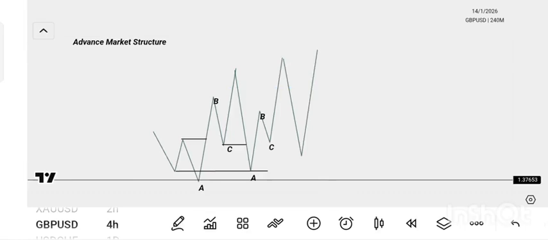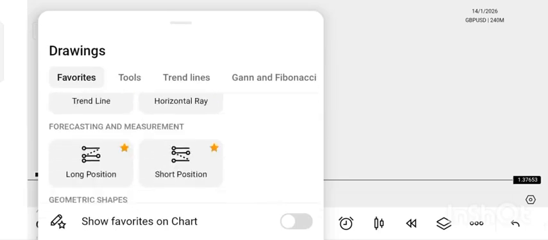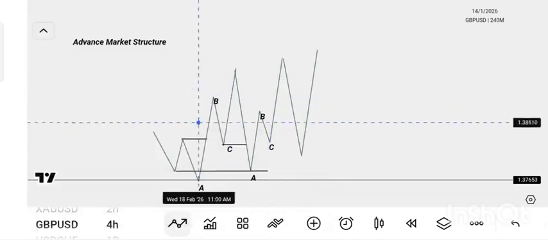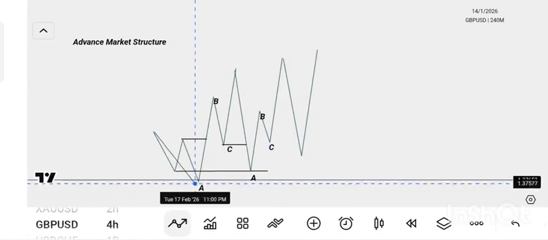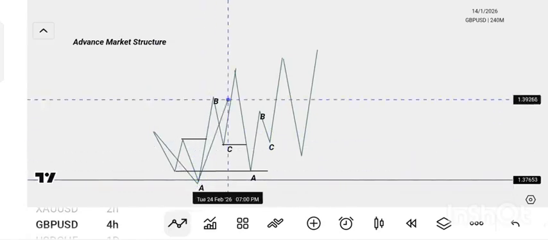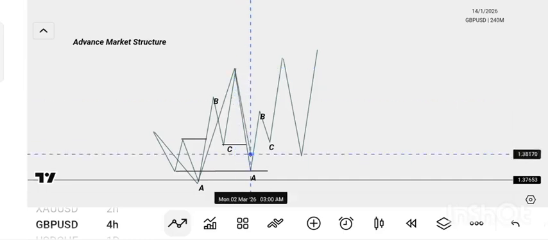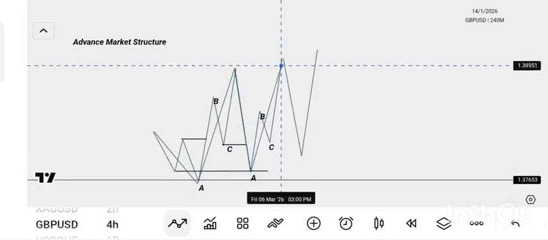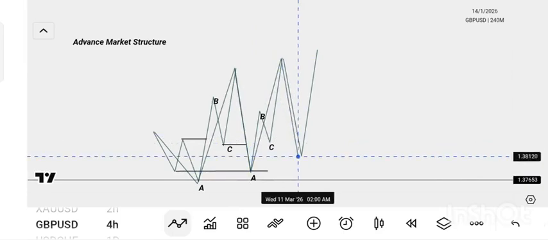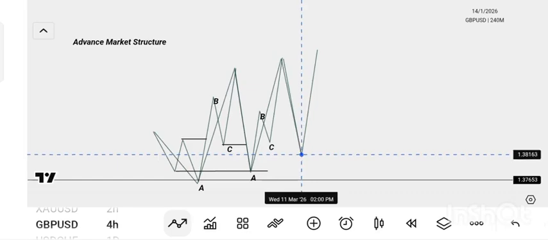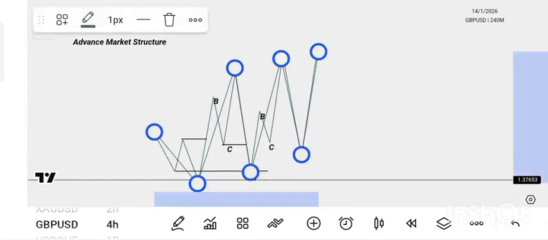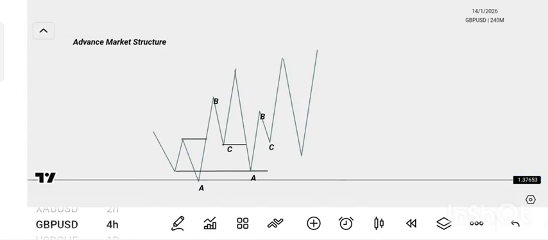But if you can trace it very well, if you can look at it very well, what can you see? You can see price created a low, a higher high, a higher low, a higher high, a higher low, just like that. So when you train yourself to understand structure, that's where the big work is.